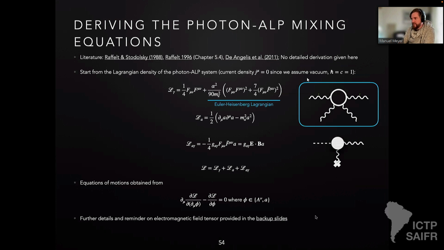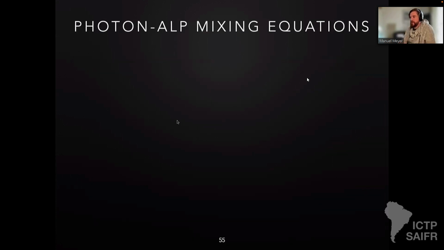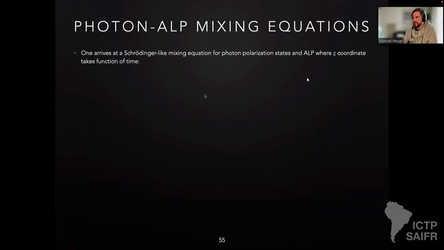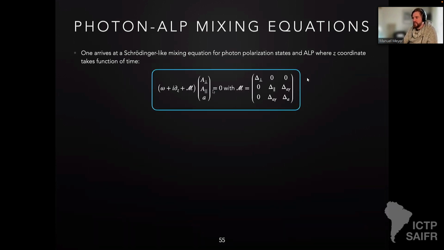Some details are given in the backup slides. Okay, so where do you arrive? You arrive at an equation that looks very much like a Schrödinger-like mixing equation, where the propagation direction, let's call it the z-coordinate, so the axions are propagating along the z-axis, takes the function of time in the Schrödinger equation. So it looks like this.